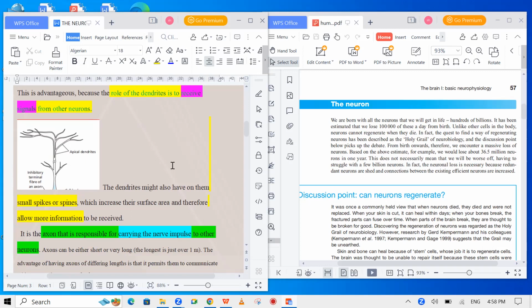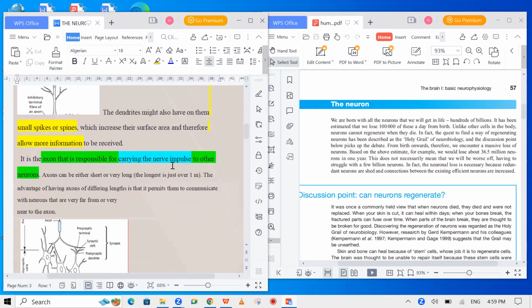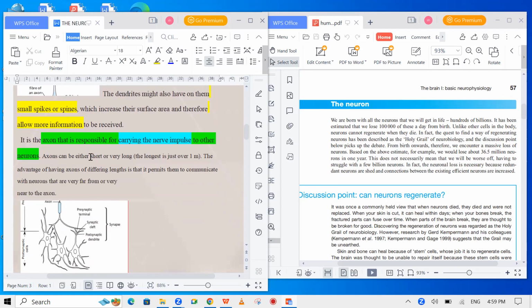The axon is responsible for carrying the nerve impulse to other neurons. So it is going to carry the message. The message can be carried in different forms, because it depends on the axon.